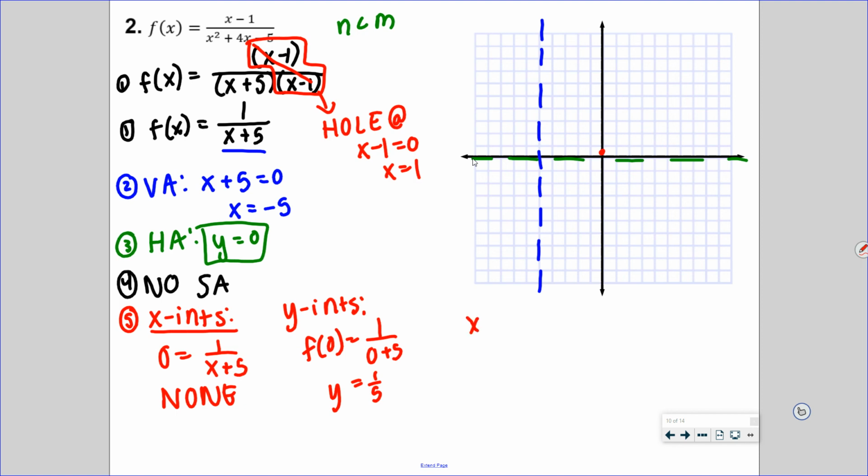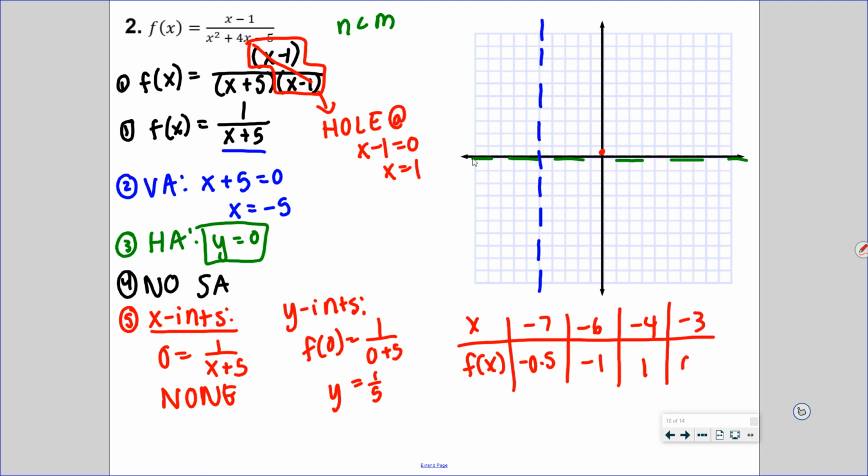All right, let's finish this up with the table quick. Running low on time. I did -7 is -0.5. -6 is -1. -4 is 1. -3 is +0.5. Again, just to the right and to the left of my vertical asymptote.